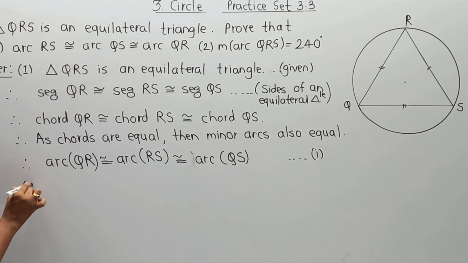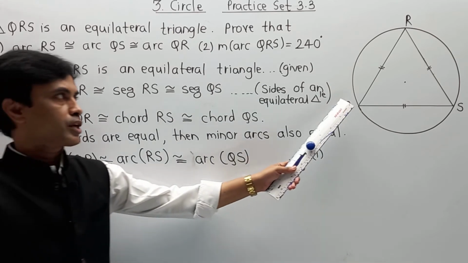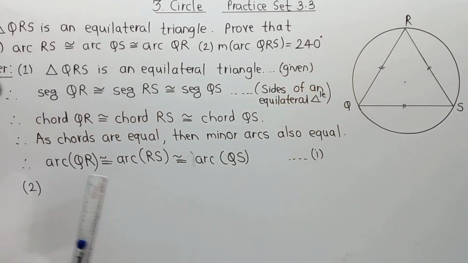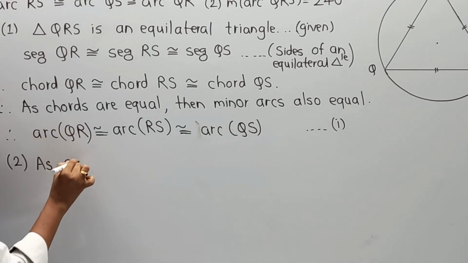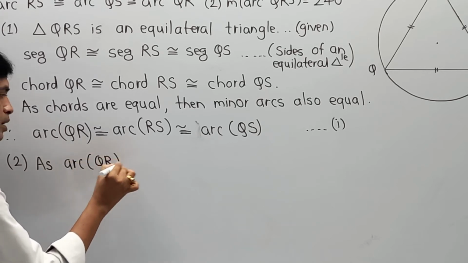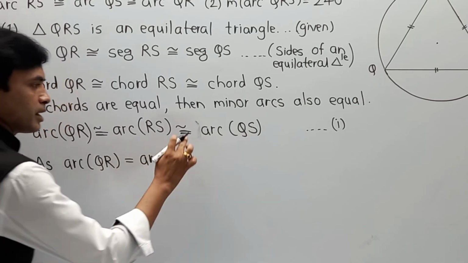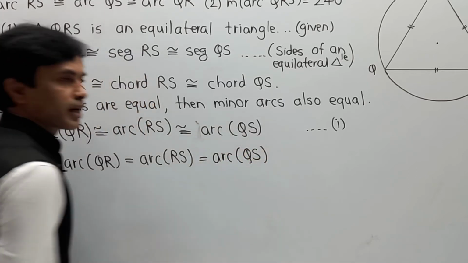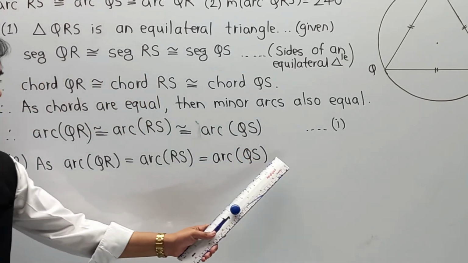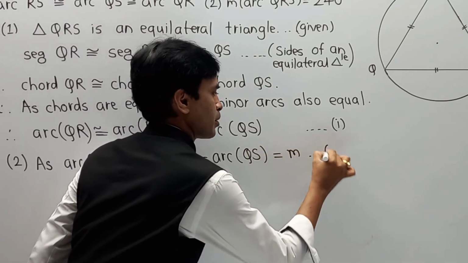Now, second part. In the second part, you have to find major arc QRS. Now, using the same property over here, as arc QR is equal to arc RS is equal to arc QS, let us assume it's some value. Let us say it is M. So I'm going to write it as M.